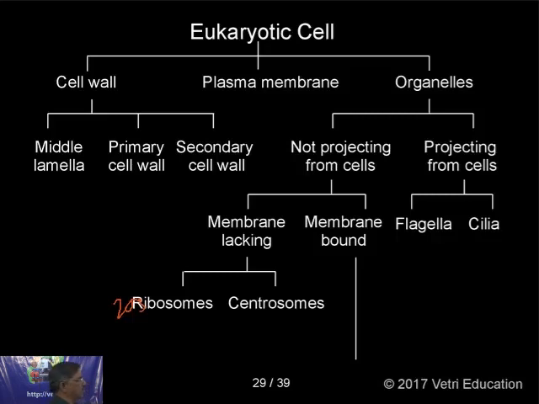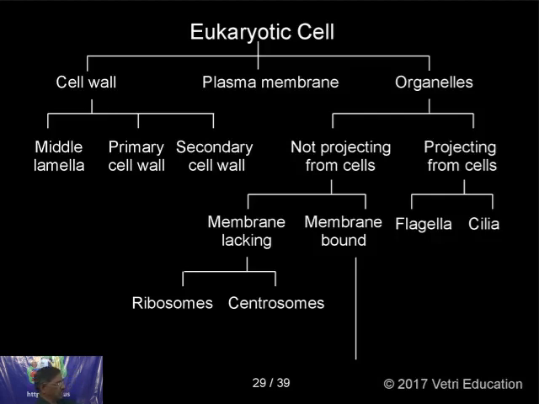Regarding the organelles, some are projecting from the cells, just like flagella, cilia, etc. Some are not projecting. Regarding the not projecting, there are membrane absent and membrane bound. Regarding the membrane absent, you have to see the ribosomes and centrosomes. These centrosomes are found in animal cells. They are absent in plant cells. The ribosomes are found in all cells.